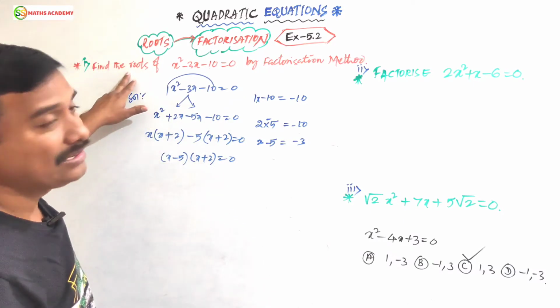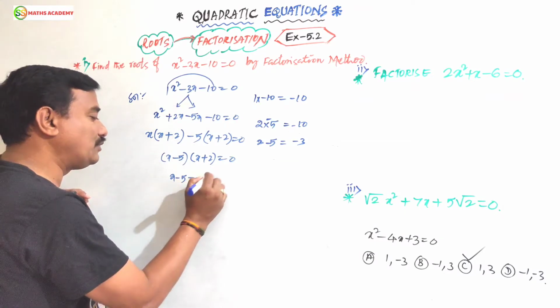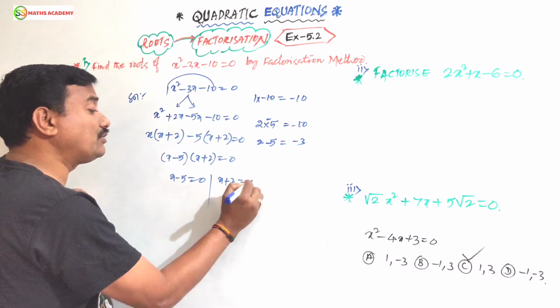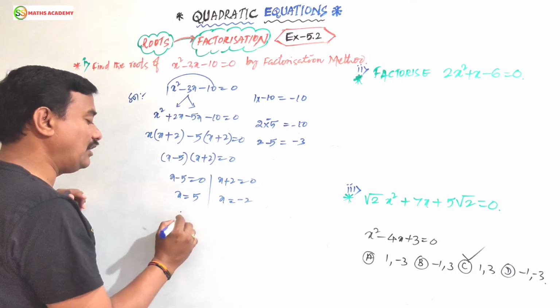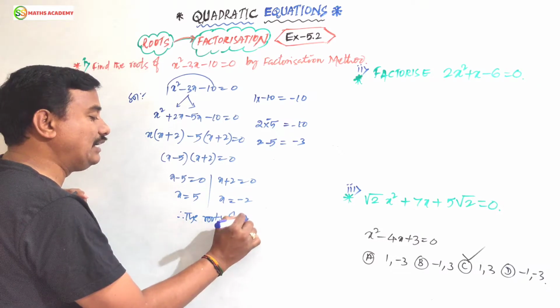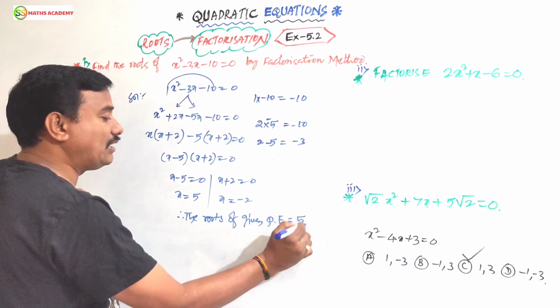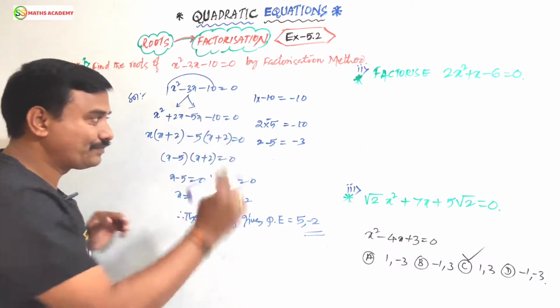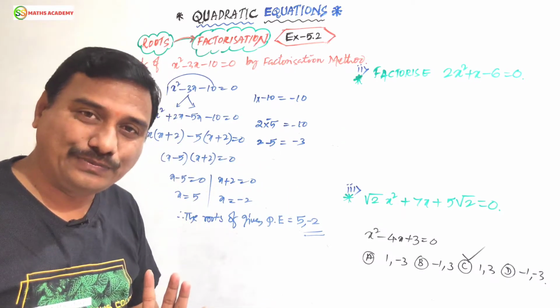But our question asks for roots. That means you have to compare x minus 5 equals 0, then x plus 2 equals 0. Then I should get x equals 5, x equals minus 2. Therefore, the roots of the given quadratic equation are 5 comma minus 2. This is the complete solution for you.